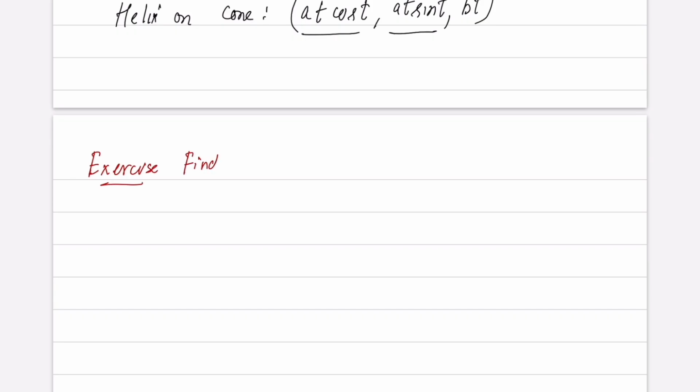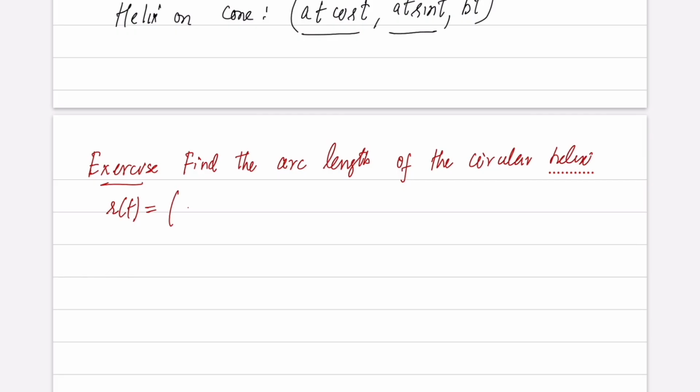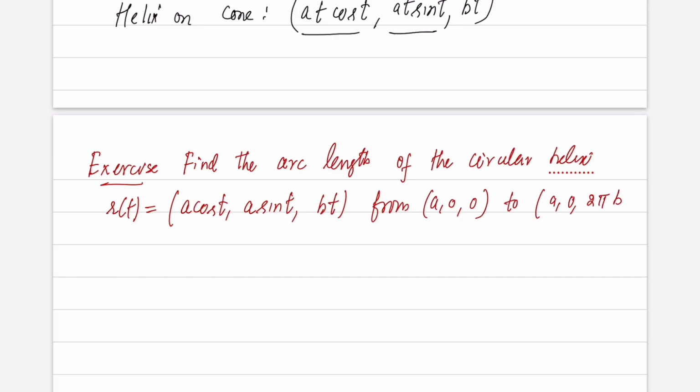Find the arc length of the circular helix with the parametric representation r of t is equal to a cos t, a sin t, bt, from the point a, 0, 0 to a, 0, 2 pi b. Solution. As we know, this helix is wrapped around the z-axis, so the x-coordinates are a to a, which is equal, and the y-coordinates are again equal, but the z coordinate is from 0 to 2 pi b.